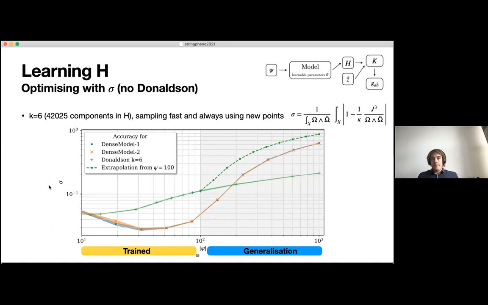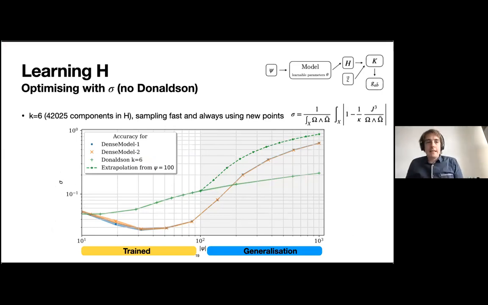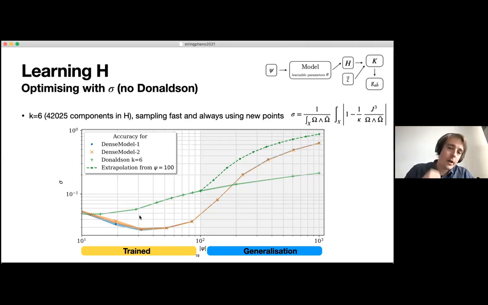Now, that's good. Let's go a step further and look at optimizing with sigma directly, so no Donaldson's algorithm. Here I'm showing you results where we train a network in the range between 10 and 100. As comparison, this is in expansion, this is k equal to 6. For instance, this corresponds to 42,000 components in H that you have to optimize.